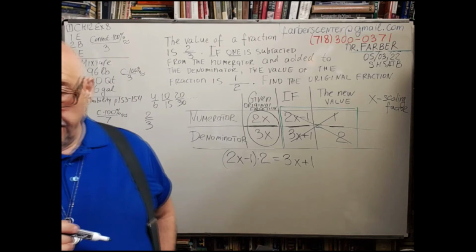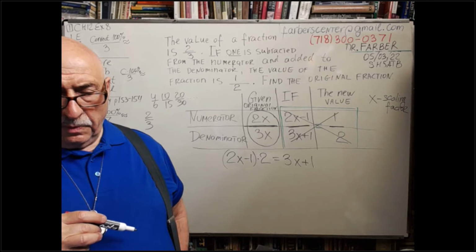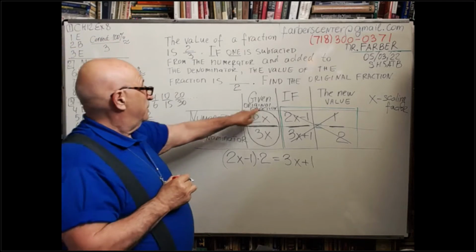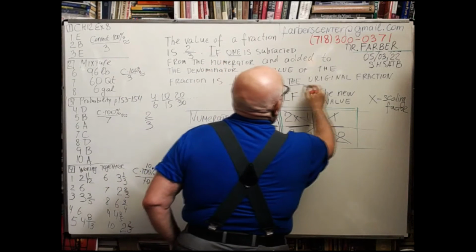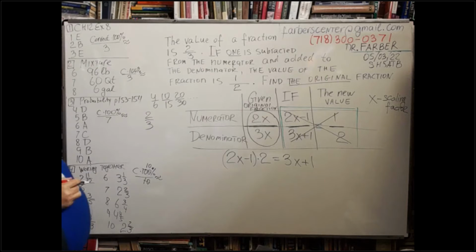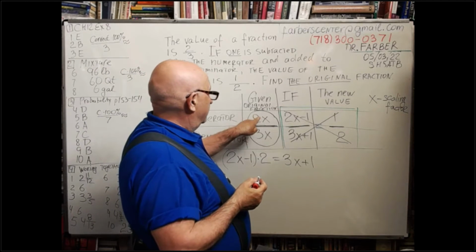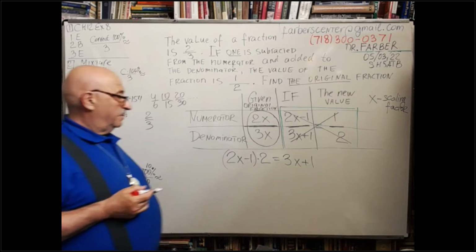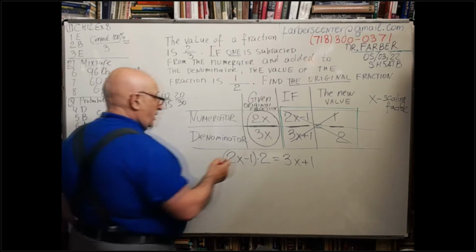So I understand, this is a scaling question. You're supposed to find the scaling factor. No, you have to find the original fraction. I see. Find the original fraction. If I knew the scaling factor, I would multiply this fraction by the scaling factor and get the original fraction. Better? Yes, thank you, Dr. Farber. No problem.